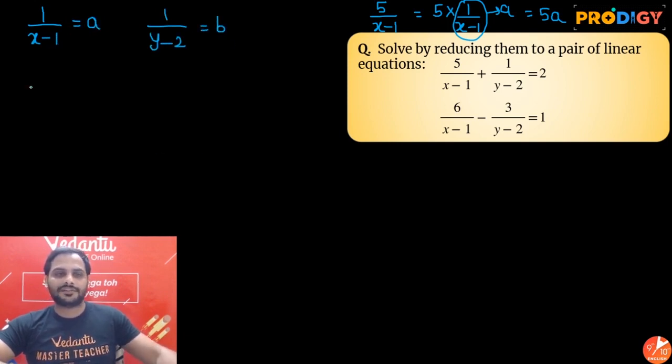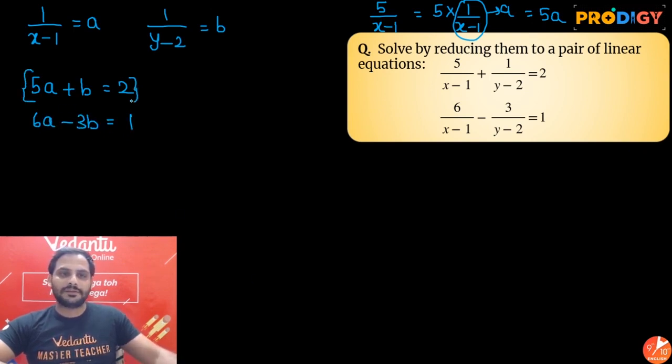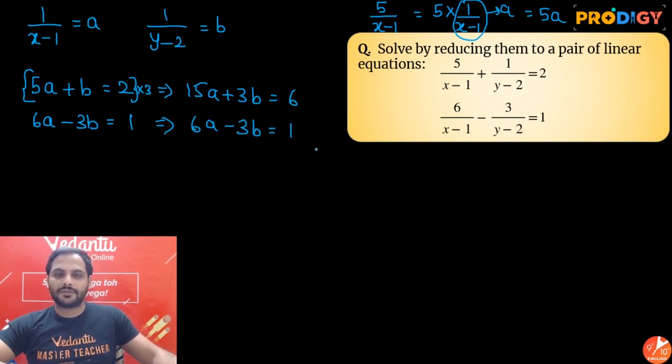So first equation, 5 into 1 upon x minus 1, so 5a, plus 1 upon y minus 2 is b, is equal to 2. Second equation, 6a minus 3b is equal to 1. Alright, so I can eliminate this, multiplying this equation with 3, you will get 5 3s are 15a plus 3b is equal to 6. Second equation keep like that only. So 6a minus 3b is equal to 1.